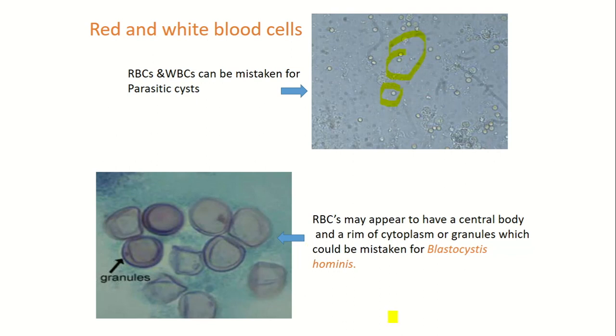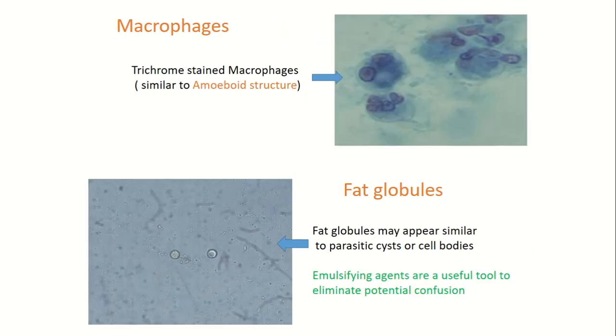Second, RBCs may appear to have a central body and a rim of cytoplasm, looking like Blastocystis hominis. This structure looks like a cyst of some parasite, but it is not. It is nothing but RBCs. Now you can see here a tri-constant macrophage that looks like Entamoeba histolytica, or we can say amoeba, but it is not like that.